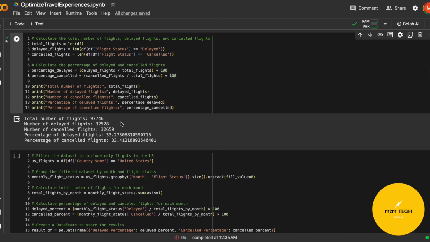That means they need to work towards understanding why this is happening, and it should be a priority. Optimizing the flight schedule could be one of the solutions, or enhancing maintenance procedures. So this is a recommendation that I would give the airlines to look into.